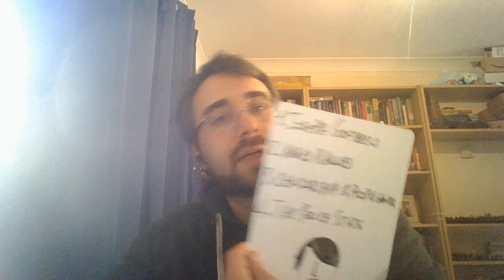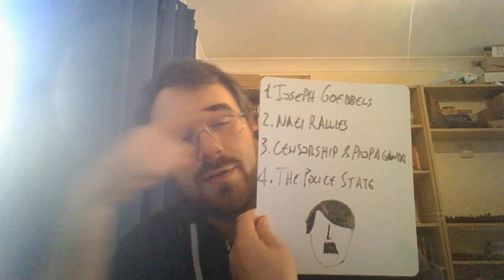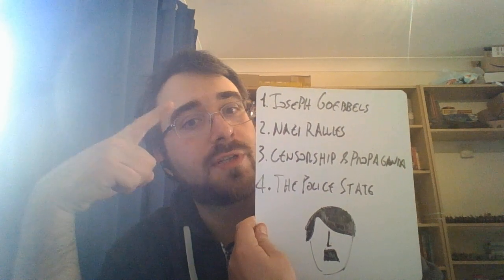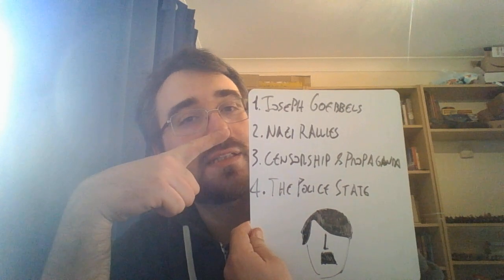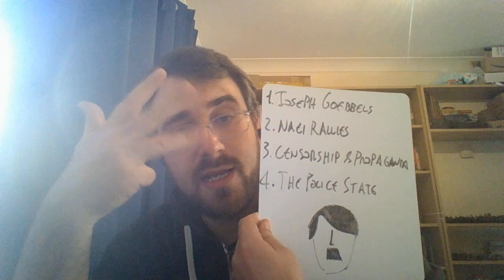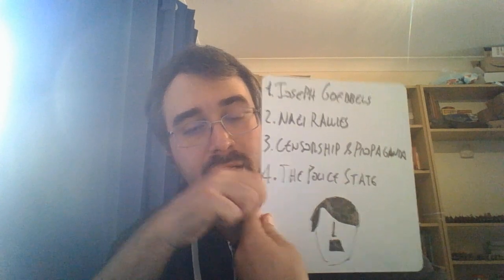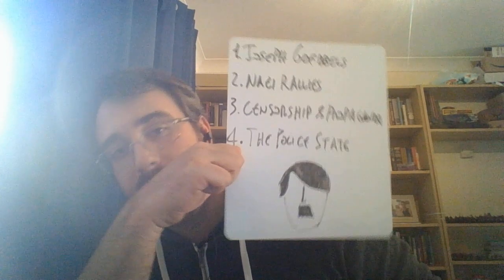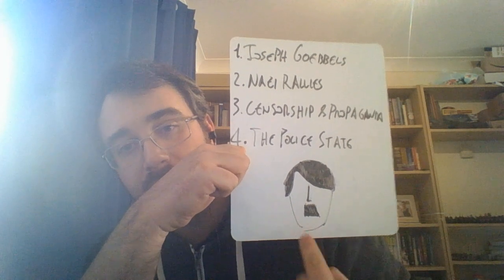Now, to do that, we will be looking at these 4 points. First of all, Joseph Goebbels, we'll see who that guy is. 2, Nazi rallies. 3, censorship and propaganda. And 4, the police state. And here is a sketch of Adolf Hitler with his iconic mustache.